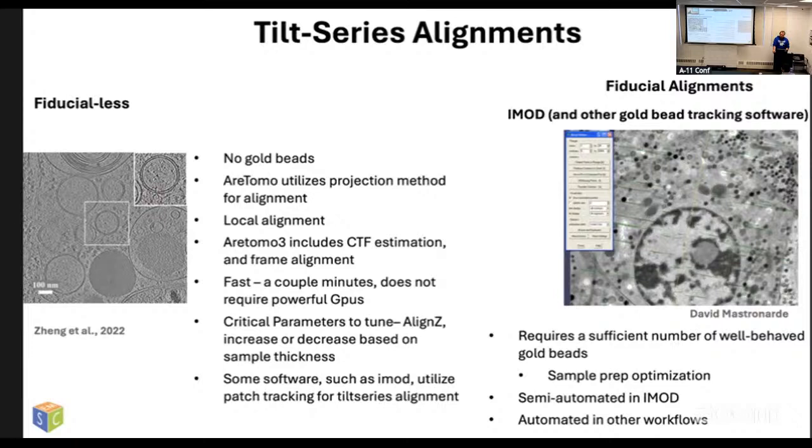One of the things that came out that was really useful was RTOMO. So it uses a similar algorithm to ProTOMO, which is kind of a projection method to align it. And it's fast, so it takes like a minute or two per tilt series. And so probably one of the critical parameters for actually aligning tilt series with RTOMO is adjusting the line Z value. So I left that on there for sharing. And that depends on basically the sample thickness for the matching. And some other software like IMOD will use patch tracking.